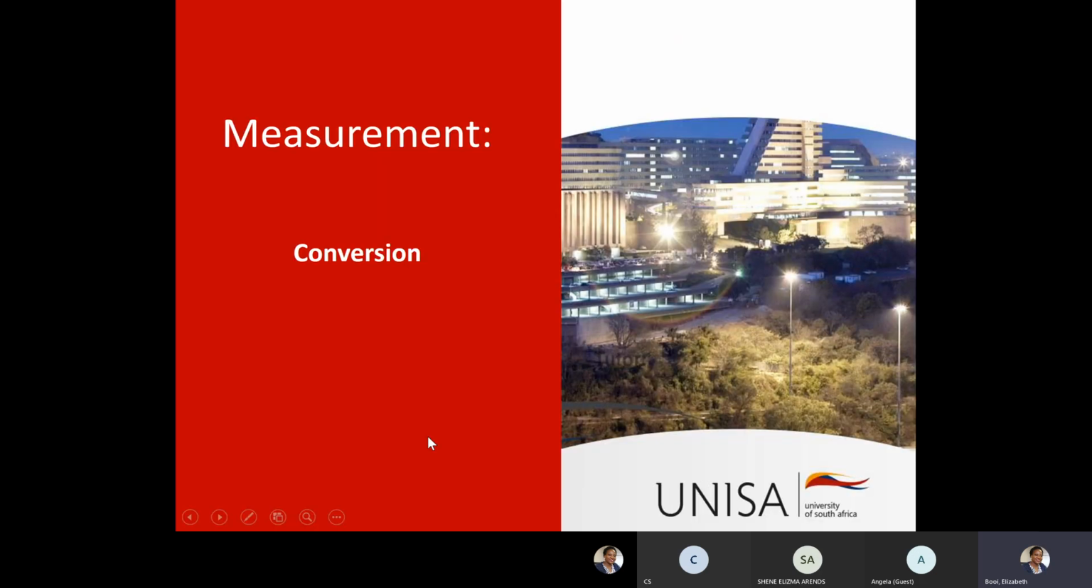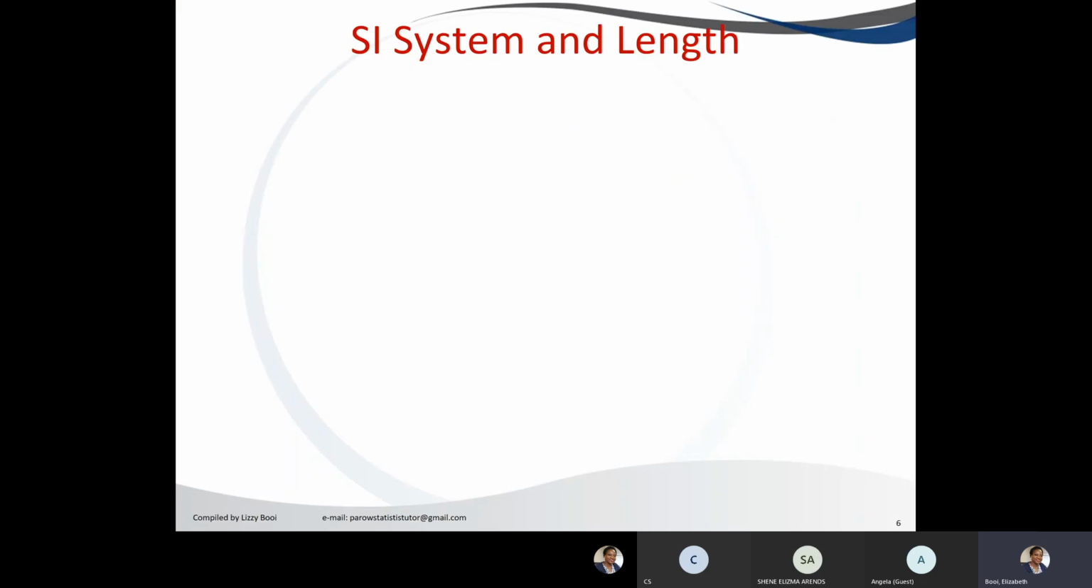So let's start with the conversions. When we convert, we use a system called the SI system of units, which converts the length of a surface or the length of an object. It's always reflected as meters, but you will learn quickly that you can convert from a kilometer to a centimeter or a meter to a millimeter. But when we calculate the length, usually we use a meter.